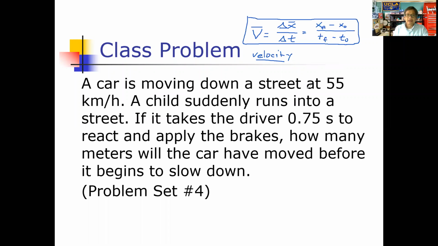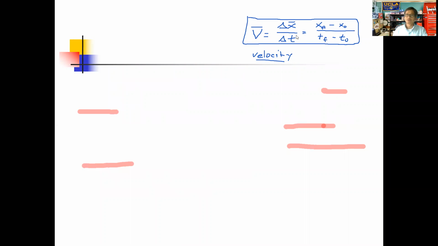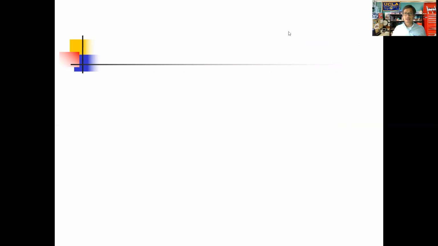We are told here that we have a car that's moving at a rate of 55 kilometers per hour. Hopefully you recognize that the unit, kilometers per hour, describes speed. We are given a time here of 0.75 seconds. That would be your time interval. They're asking us to find how far the object moves in this particular problem. So let's use this information to solve this problem. Let's write down what we're given, and let's work this one out.